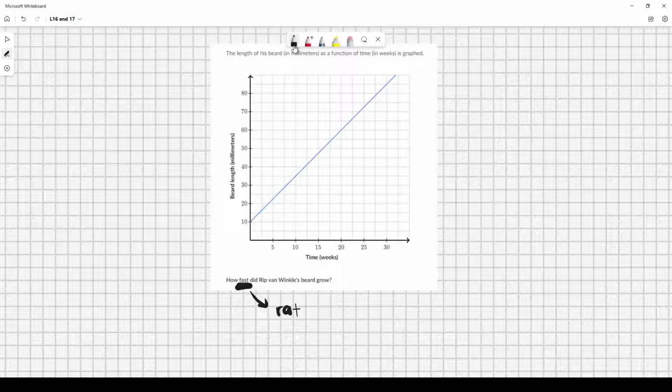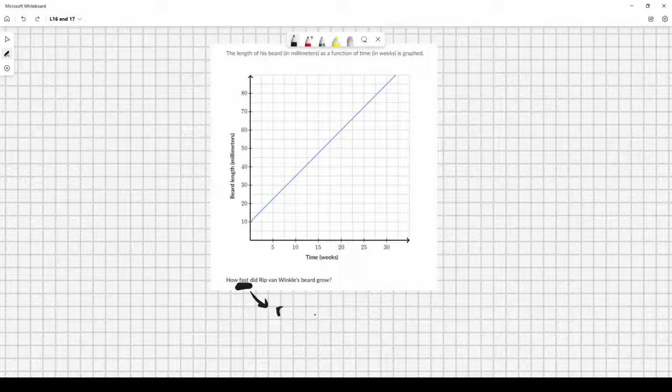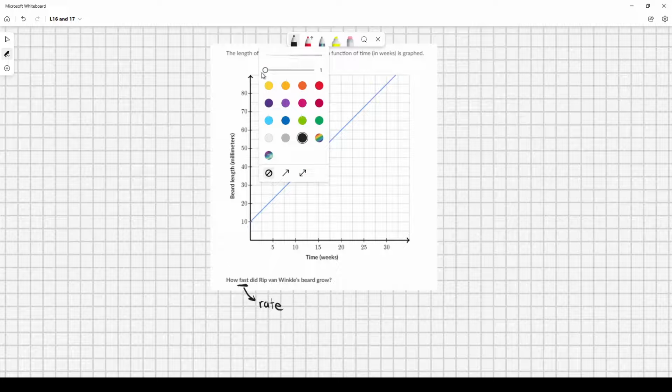This is way too thick. See if this is better. Yeah, that's better. So this is a rate of some sort. So that's a bit too small.